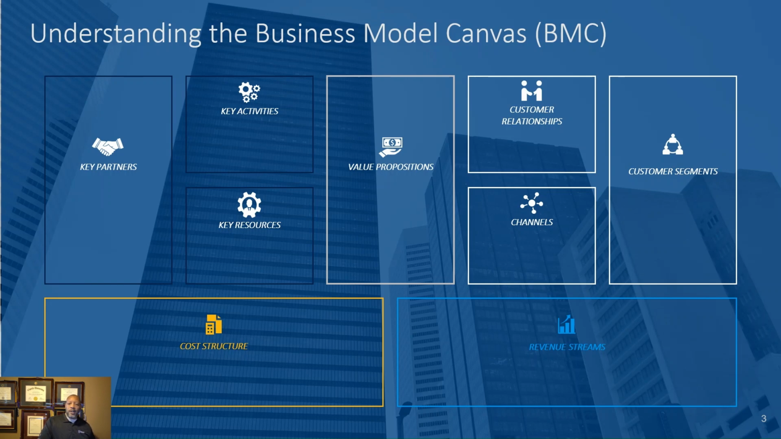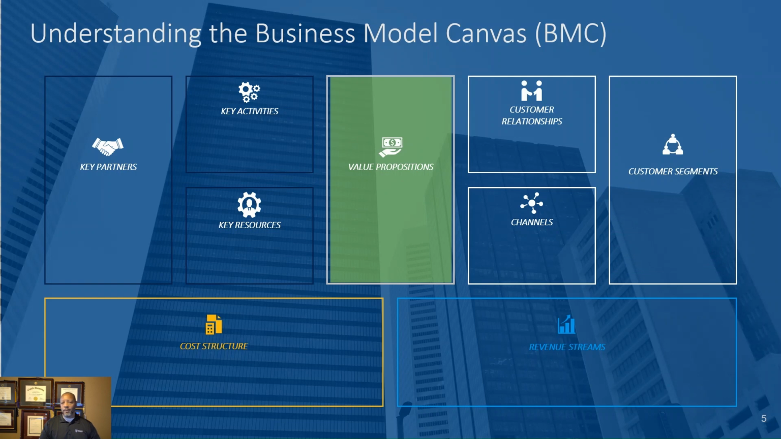Let's dive into the 9 building blocks of the BMC. Each represents a crucial aspect of a business. First, the customer segment. These are the different groups of people or organizations you aim to reach and serve. For example, a business might target both individual consumers as well as corporate customers. Understanding your customer segments allows you to tailor your strategies effectively.